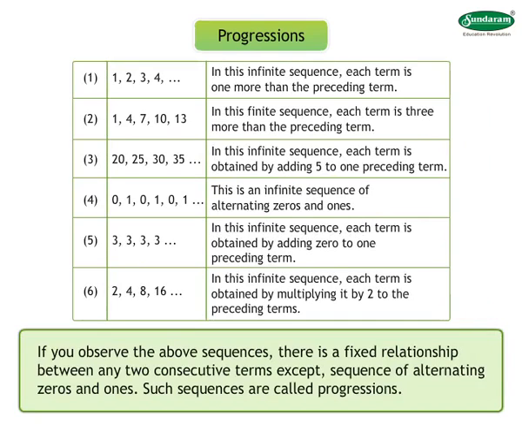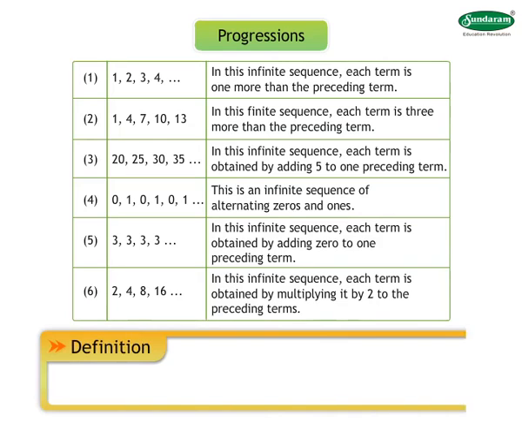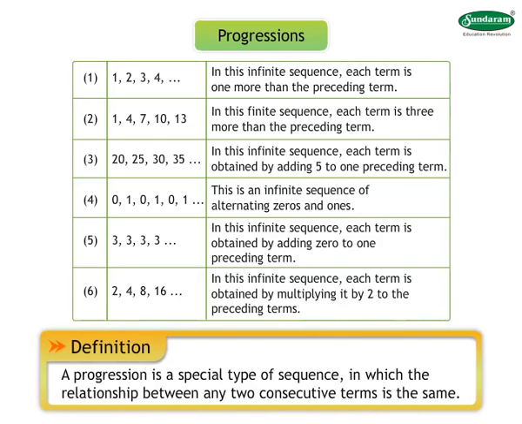If you observe the above sequences, there is a fixed relationship between any two consecutive terms except in the sequence of alternating zeros and ones. Such sequences are called progressions. Thus, we define a progression as a special type of sequence in which the relationship between any two consecutive terms is the same.